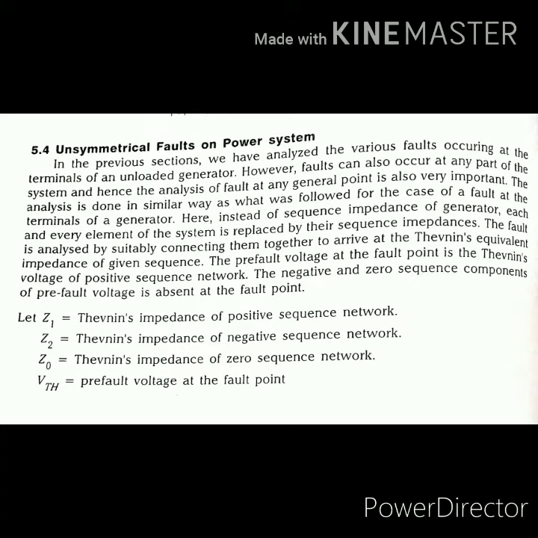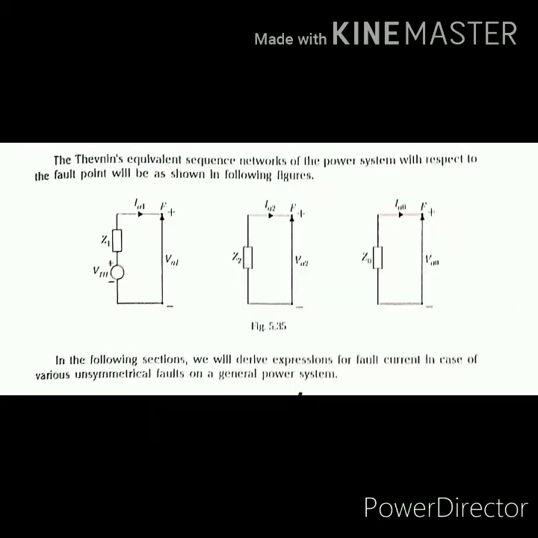If you see here, let Z1 be the Thevenin's impedance of the positive sequence network, Z2 of the negative sequence network, and Z0 of the zero sequence network, and VTH, that is Thevenin's voltage, is the pre-fault voltage at the fault point. Figure 5.35 gives the Thevenin's equivalent sequence network of the power system.